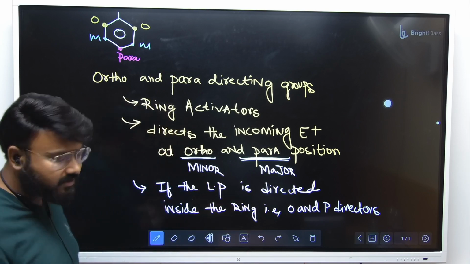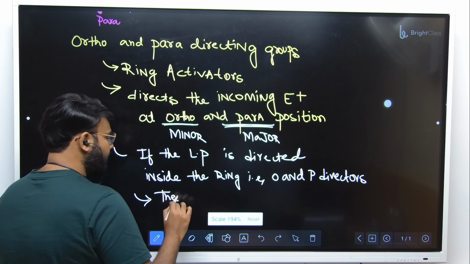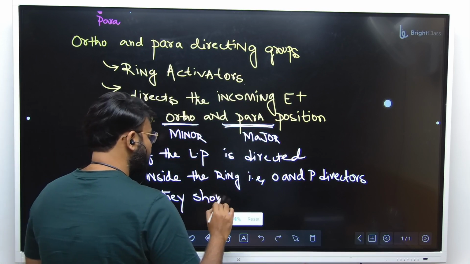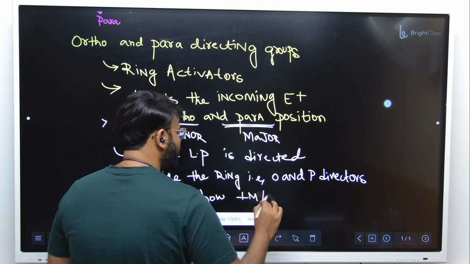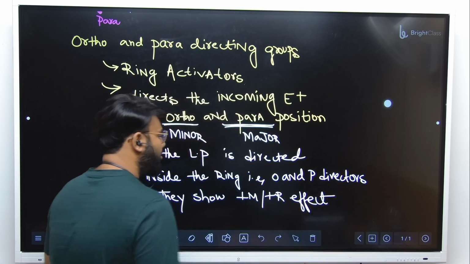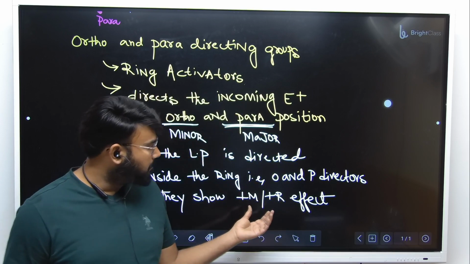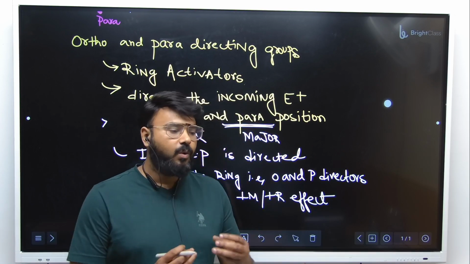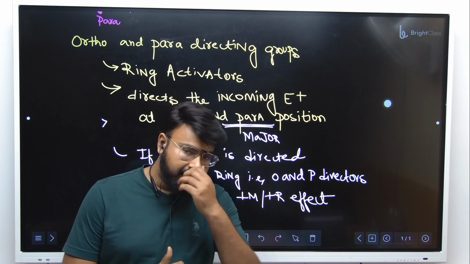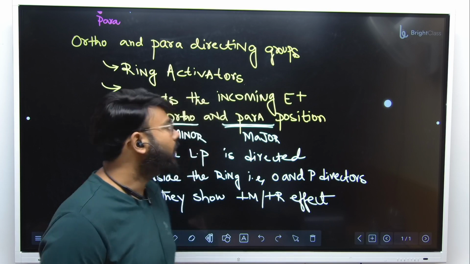Is it clear? It means they show plus M or plus R effect, because plus M is mesomeric, plus R is resonance. So plus M and plus R are the same thing. When the lone pair is coming inside the ring, they are ortho and para directors. That is called plus M or plus R effect. Okay, this is the theory.